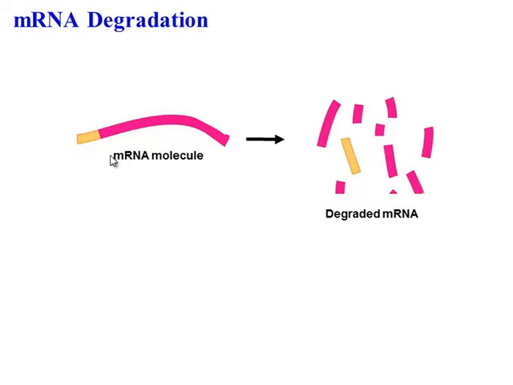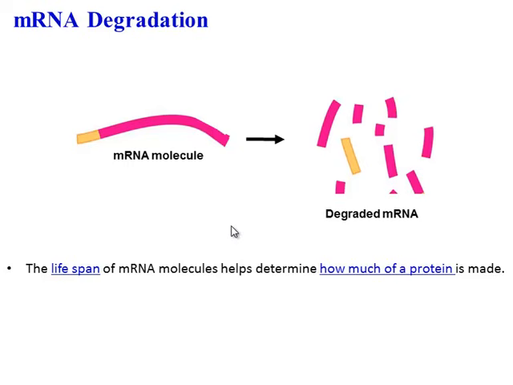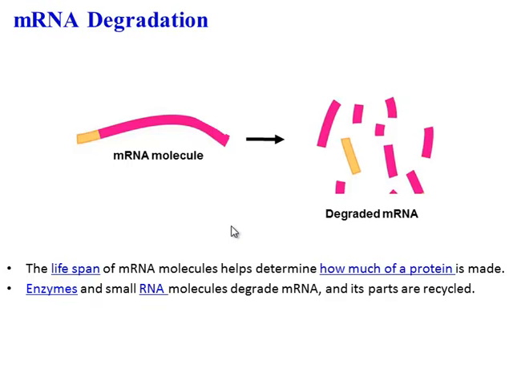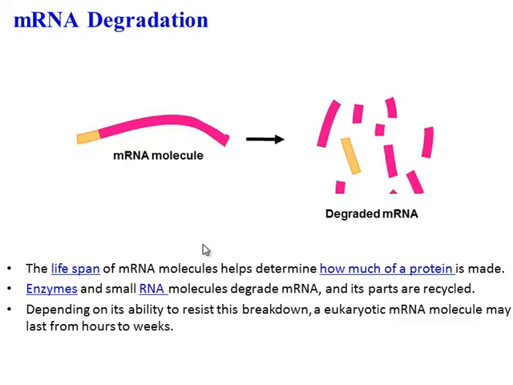Another method of controlling gene expression happens slightly after transcription, in fact. Here's our mRNA molecule. You can see it's got its cap. But eventually the mRNA molecule is going to get broken down or degraded. And when that happens is key, because the lifespan of mRNA determines how much protein is made. Eventually, the mRNA will get broken down by enzymes and RNA, but depending on how long it takes to get broken down, the mRNA molecule could last a few hours or many, many weeks. And the longer it lasts, the more protein is going to be made.